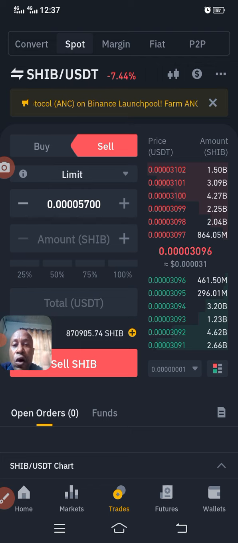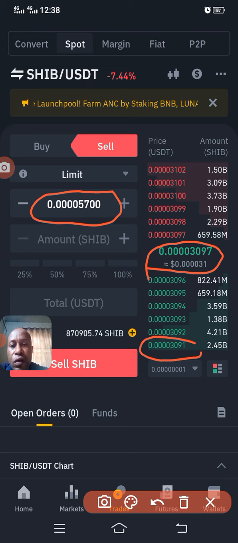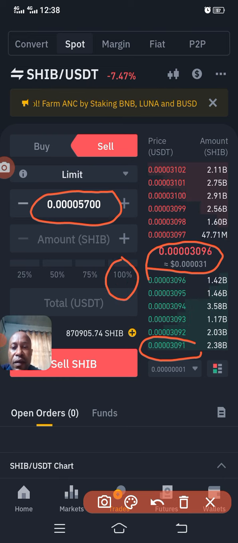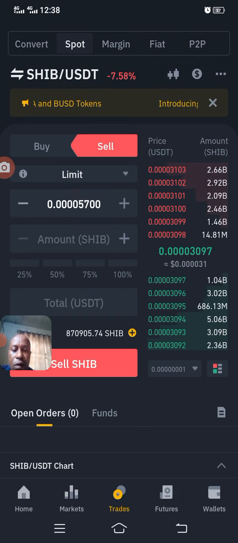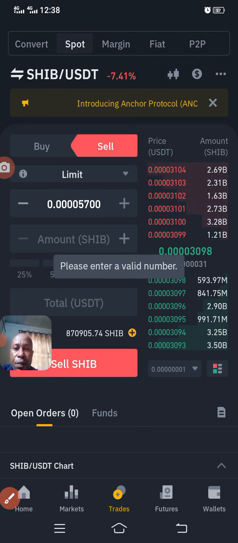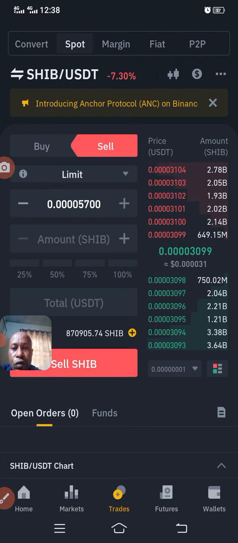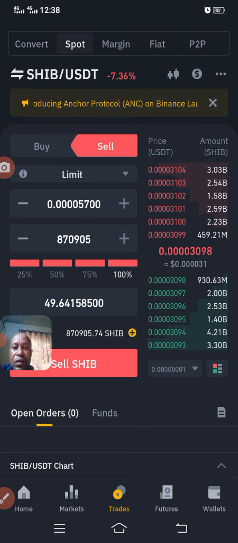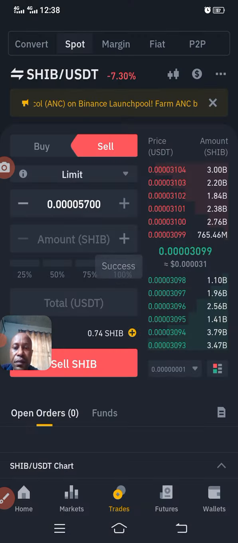If I want to sell 100% of all the Shiba I have, all I need to do is to click here, 100%, and then click what? Sell. Let's assume I execute it now because I already have Shiba. Okay, I will have to place 100%. Now I will say sell Shiba.